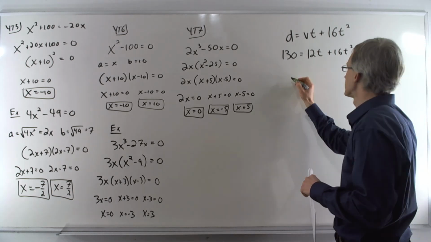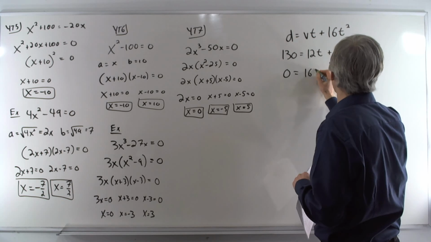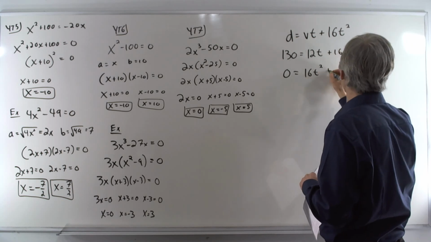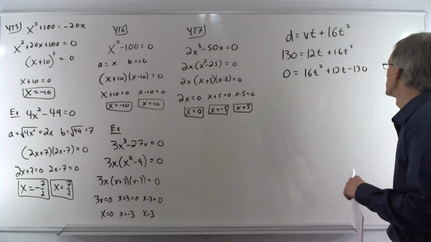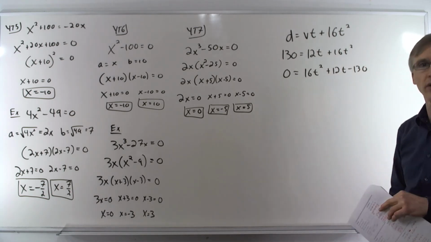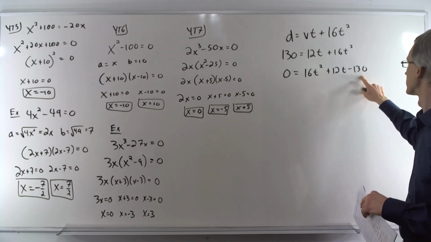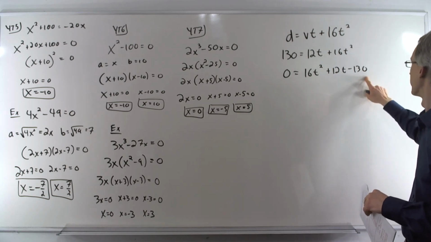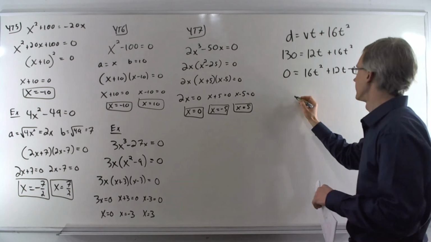So I'm going to put this thing in standard form by moving 130 to the right. And I'm going to put it in descending order. And we get 16t squared plus 12t minus 130 equals 0. So before we start factoring this, we need to factor out a GCF. 2 divides evenly into all 3 terms, so we'll divide that out.